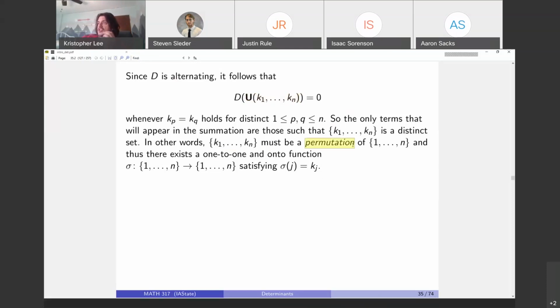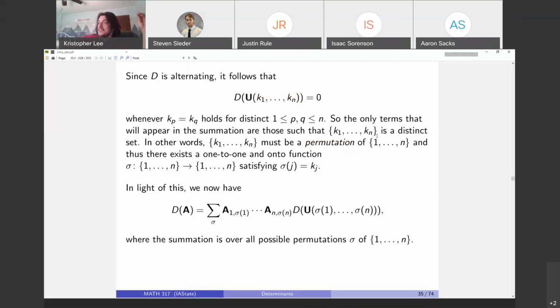All right, so a permutation of the set of natural numbers from 1 to n is just a bijection. It just scrambles it, and that's it. No repetition. So a permutation of, say, 1, 2, 3 is 3, 1, 2. That's all these are.